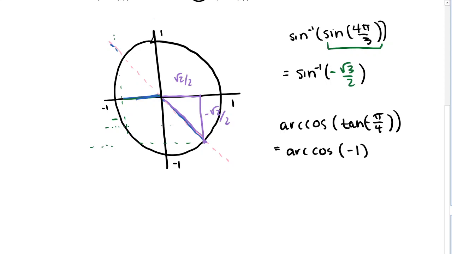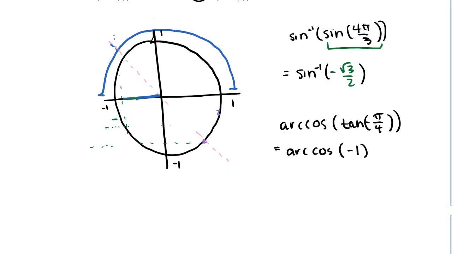And so arc cosine takes in an x-coordinate on the unit circle, and it gives us back an angle between 0 and pi. So here this is an x-coordinate of negative 1. And we want to find the angle between 0 and pi that gives us an x-coordinate of negative 1 because we're reversing the cosine function.